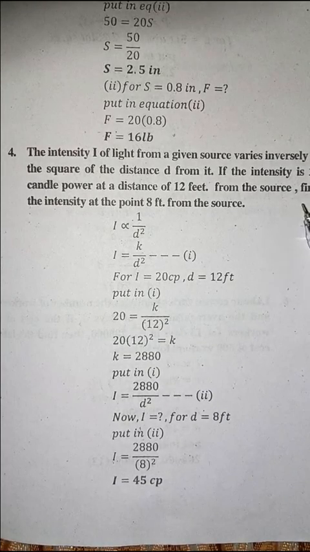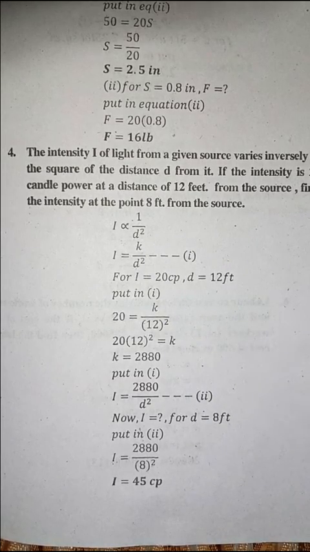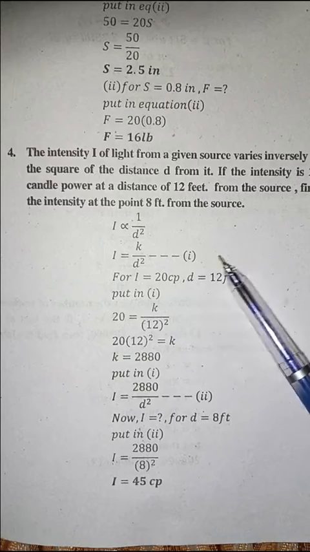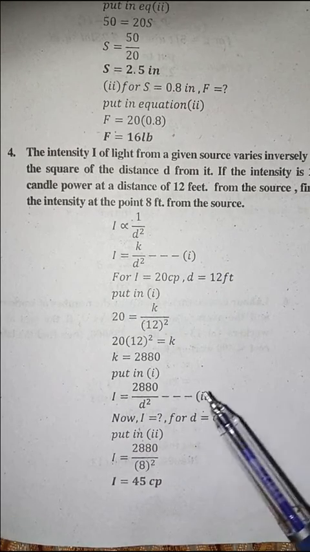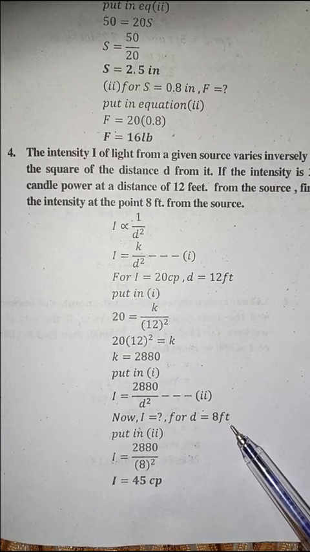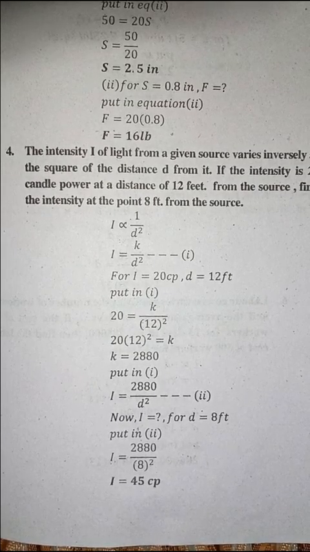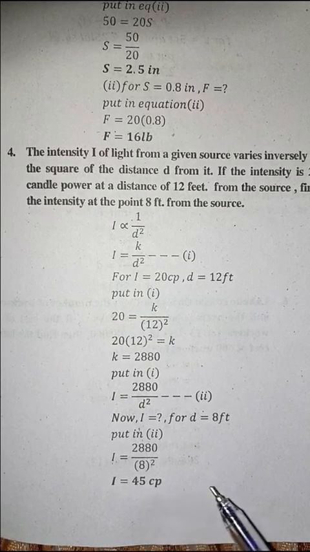Now we have to find the intensity I is equal to question mark at 8 feet from this source. So D is equal to 8 feet. So put, we get I is equal to 45.